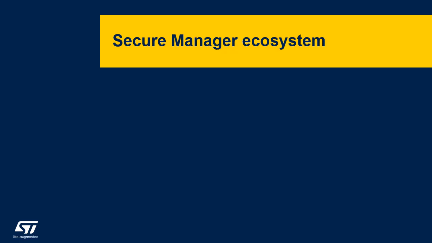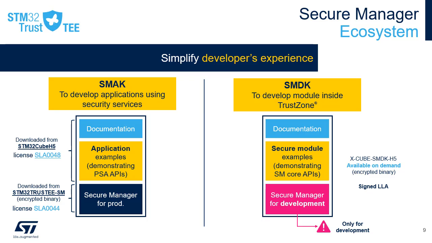Let's describe the Secure Manager ecosystem. The Secure Manager encompasses two types of packages, the Secure Manager Access Kit or SMAK and the Secure Module Development Kit or SMDK. The Secure Manager Access Kit or SMAK is used to develop non-secure application using Secure Manager Security Services via the standard PSA API. The Secure Module Development Kit or SMDK is used to develop trusted applications, also called secure modules. Both development kits are delivered with a full set of tools, software, documentation, and examples.